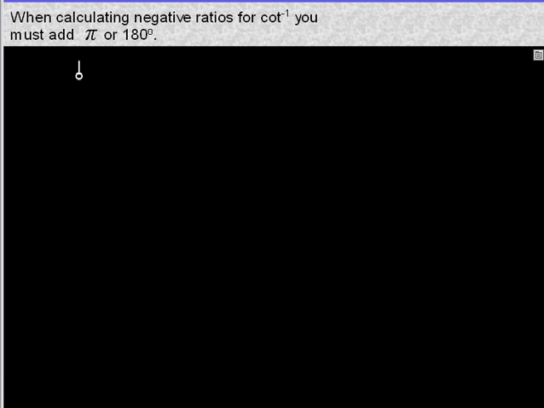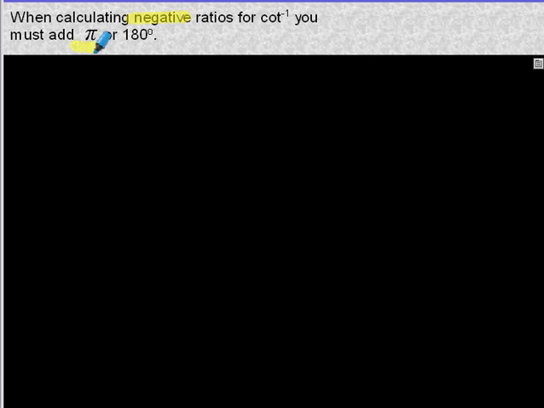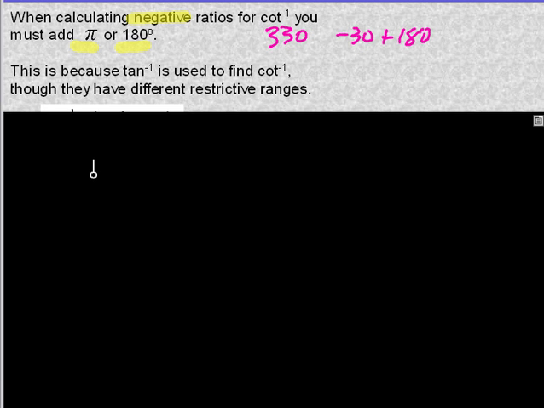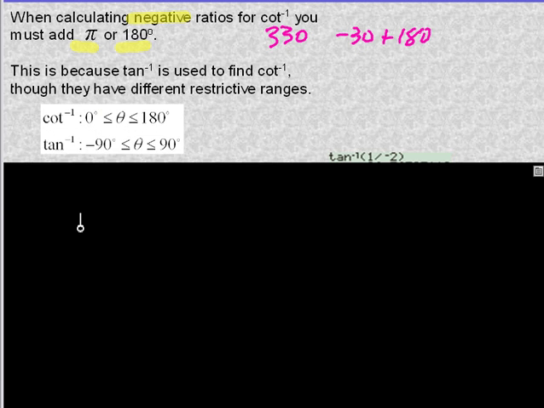So I'm kind of explaining what I put here. When calculating the negative ratios for inverse cotangent, notice the key word, negative. It's only if the ratio that you're putting into the function is negative. You have to add pi if it's in radian mode, or 180 degrees if it's in degree mode. It's because instead of getting 330, you're going to end up getting -30, I believe. So you're going to add the 180. This is because inverse tangent is used to find inverse cotangent, though they have different restrictive ranges.